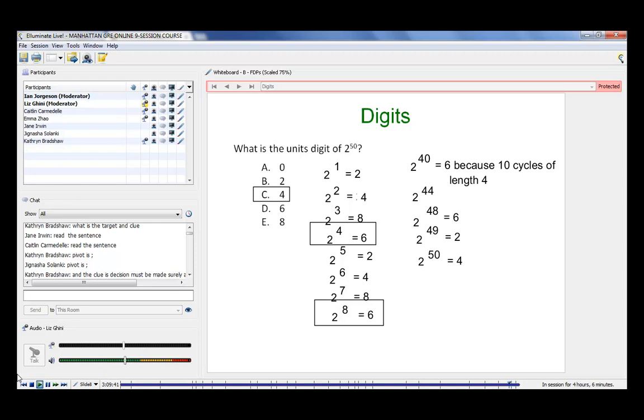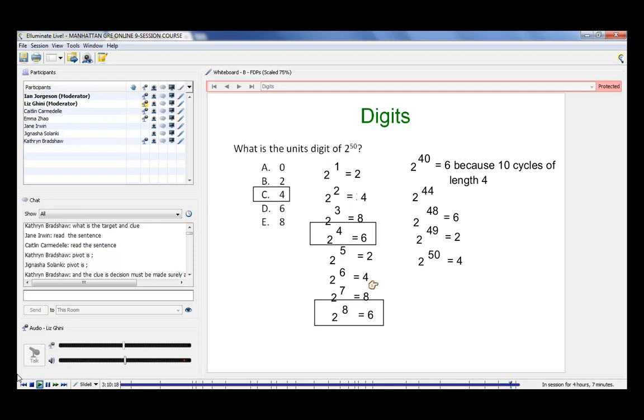Okay, so you have to think about this as number of cycles. Oh, I know it cycles every 4, so how do I figure out how many cycles of length 4 in 50? Well, I see how many times 4 goes into 50, okay? Because the cycle has length 4, and that's 12, but I have 2 left over. I have 2 left over, so I complete a cycle, and then I count 1, 2, all right? And that's how I get to it and figure out that it's 4.